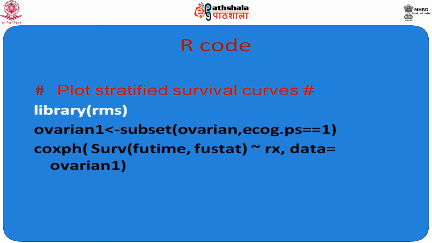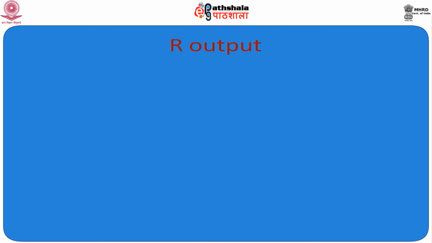Now we have run the Cox proportional hazard function on the selected data set from the ovarian study, that is ovarian 1, and the function is Surv of FU time and FU stat, considered with treatment, that is Rx here. Now we are going for the output.